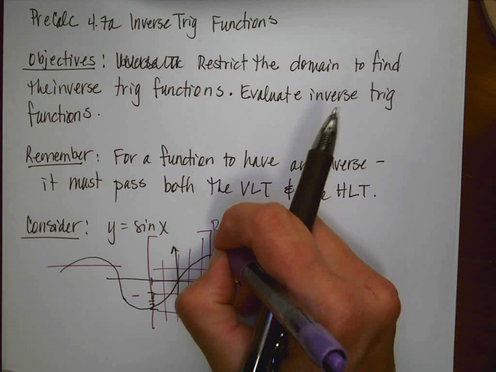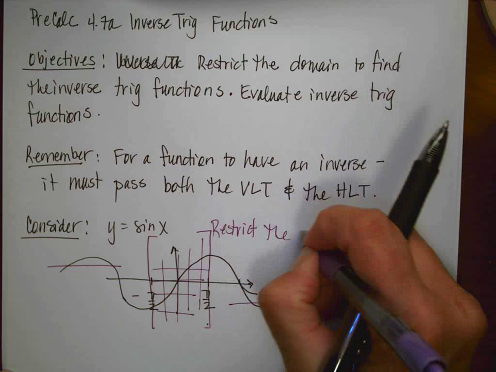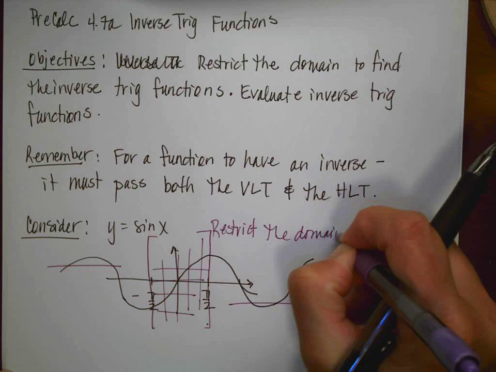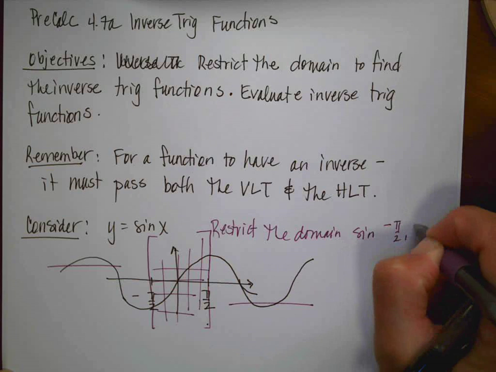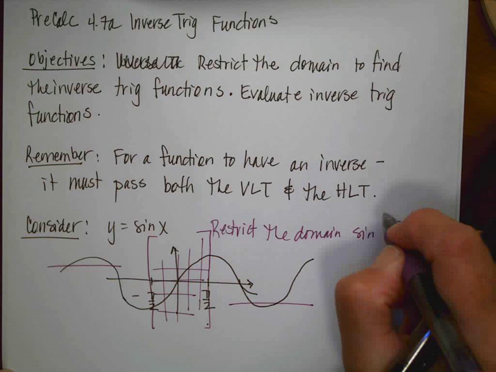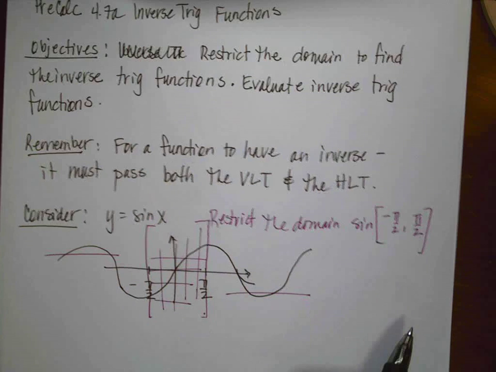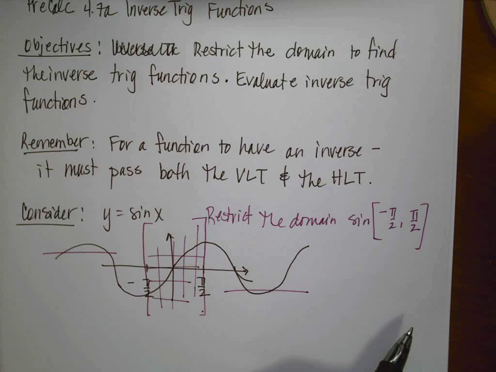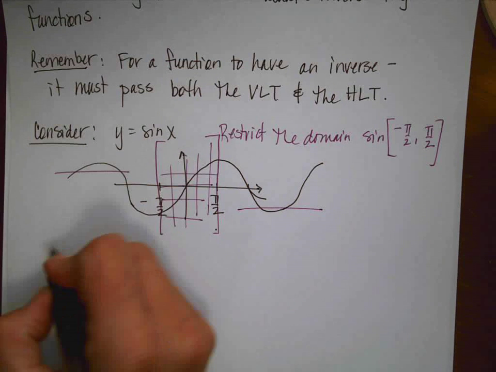So we are going to restrict the domain of sine from a negative pi over 2 to pi over 2. Okay, and it's going to be inclusive. Alrighty. Well, then we're going to do the same thing for cosine, and then we're going to do the same thing for tangent. Alrighty. So now let's talk about the notation.